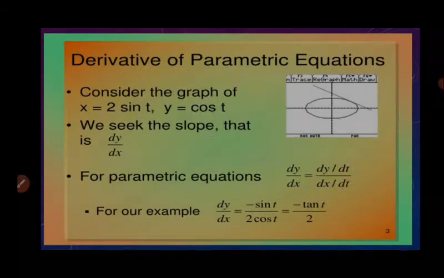Next is derivative of parametric equations or parametric functions. Here first of all we have to differentiate both the equations, x is equal to 2 sin t and y is equal to cos t, with respect to t. So how do we get dy by dx? By dy by dt upon dx by dt. dy by dt is minus sin t, and dx by dt is 2 cos t. So minus sin t upon 2 cos t. If you calculate, you will get minus tan t upon 2.